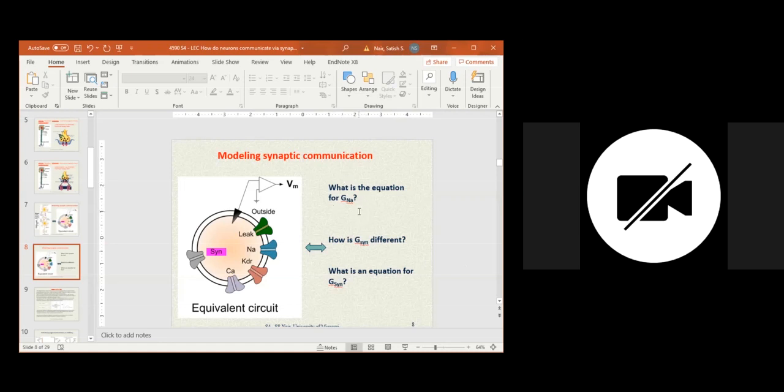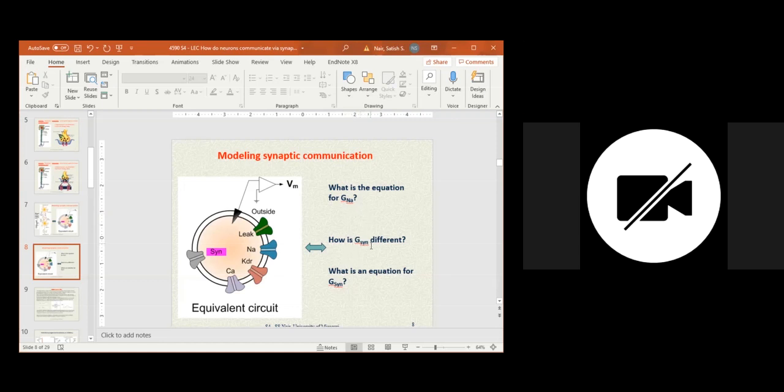What is the equation for GNA? GNA is M cube H times G bar Na. G bar Na is the maximal conductance. M cube H is what fraction of the channels are open. If M cube H is 1, all the channels will be open, so the conductance will be G bar Na. Please go back to slide Software Lab S2 and make sure you understand it.